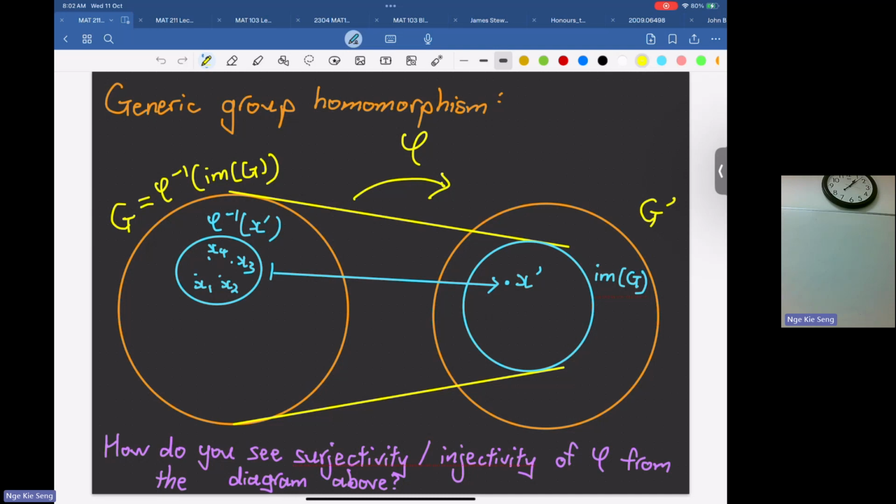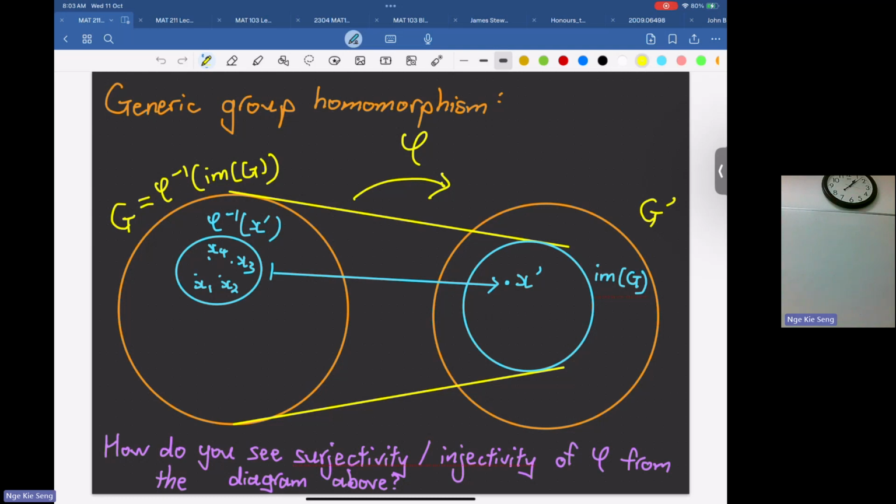For a, b in the domain, phi of ab equals phi of a times phi of b. Okay, so that has to be true for all a, b in the domain. And then the result is you have to send identity to identity.